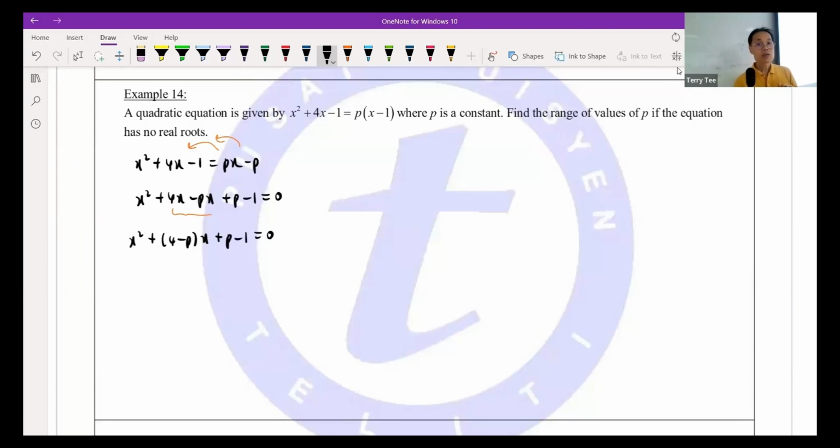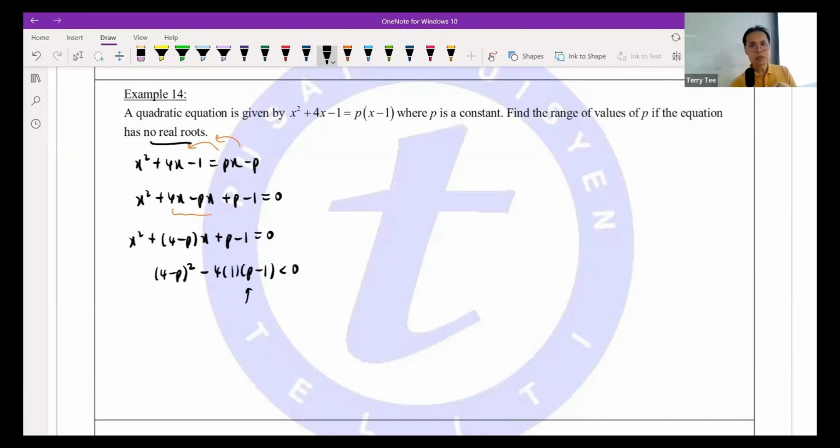Okay, so let's do b squared minus 4ac again. In this case, the question says there's no real root. So this is your b squared minus 4ac less than 0. Now, in this case, we have no choice. We have to expand it because you notice this is involving unknown.